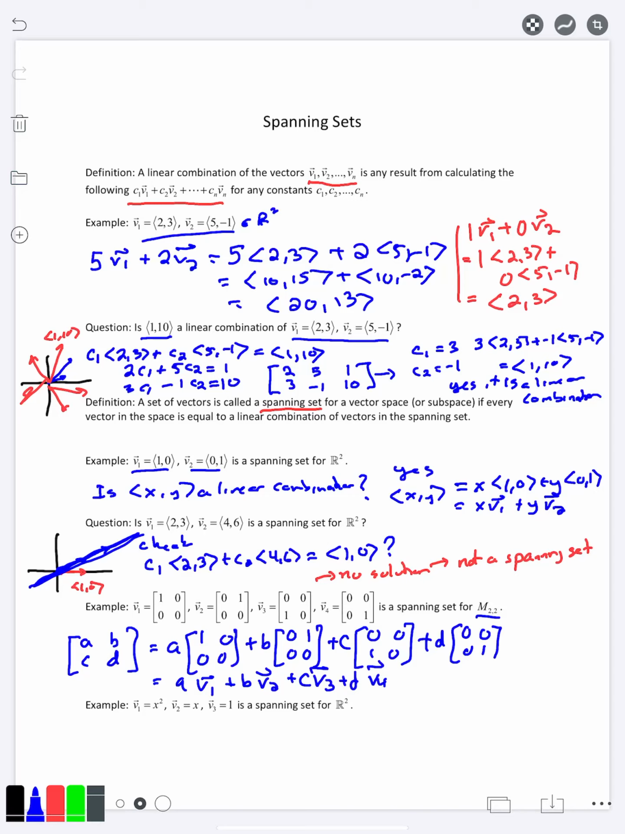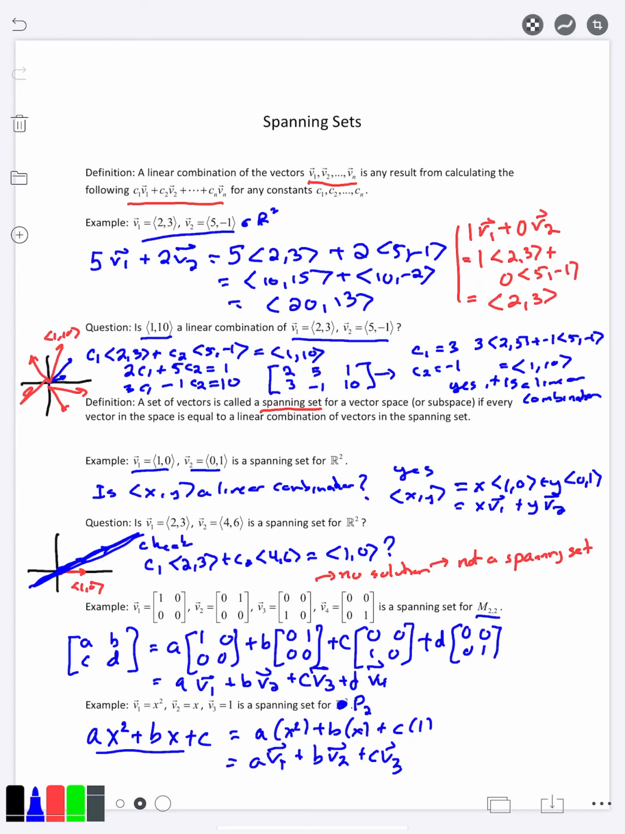We also have the case for, sorry, not R2 here, this should be P2 for the polynomials. I have x squared, x, and 1, and that's again because if I take any random quadratic polynomial here, I can write it as a times x squared plus b times x plus c times 1. In fact, I don't even have to write it out that way, it's already written in that format there. But that's a v1 plus b v2 plus c v3. And so once again, we've proven that any vector is a combination of these, which makes that a spanning set.